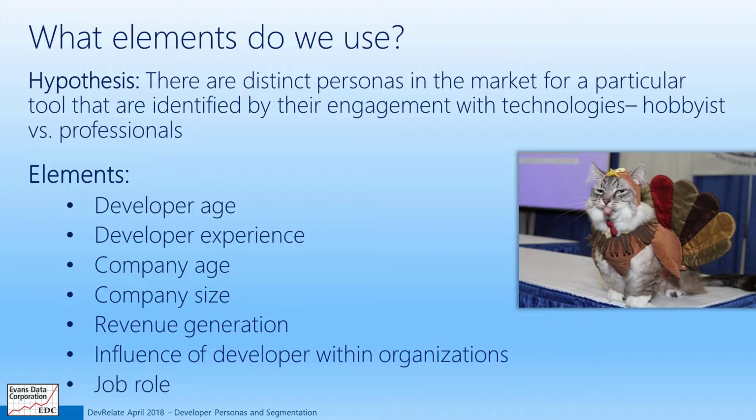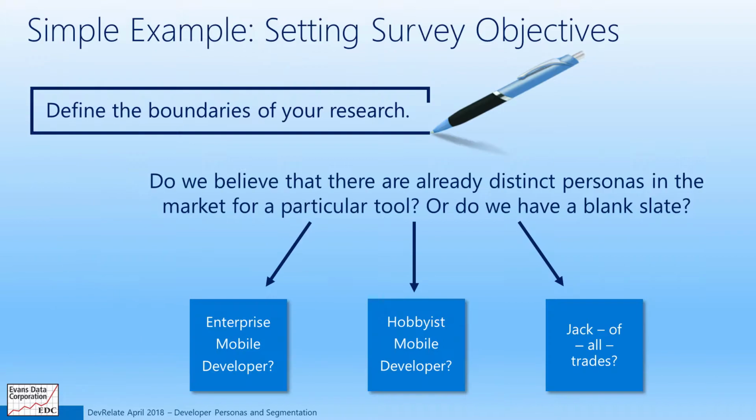And some of these elements may include what we see on screen right now: developer age or developer experience, whether they make money, whether they have influence within their organization to purchase tools, and what they actually do within their organization. Or maybe they do their development work outside of their professional life. So these are the kinds of information that we like to collect when someone comes to us with this sort of hypothesis. So Michael, how about going through a simple example?